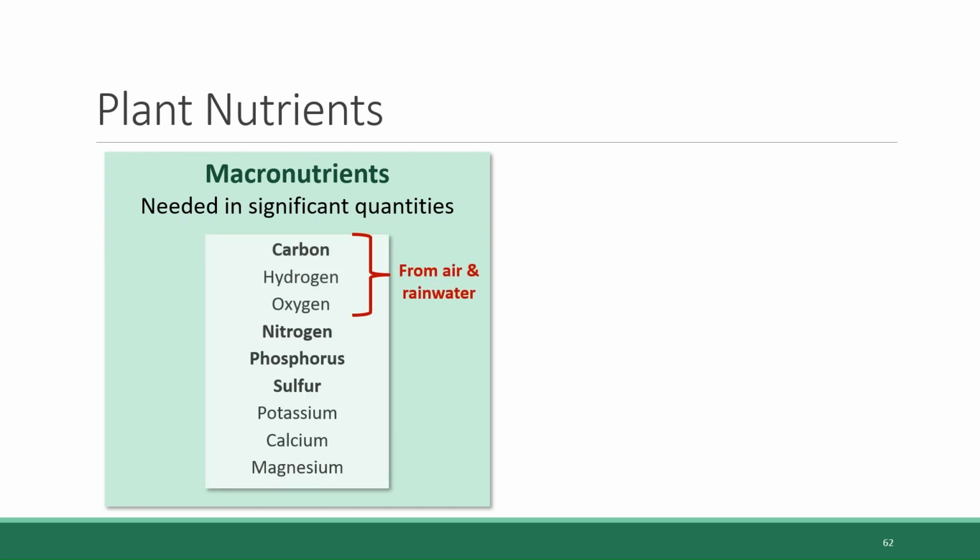Some of these should sound familiar to you. The ones in bold are the ones that we went into detail on their biogeochemical cycling. The first three, carbon, hydrogen, and oxygen, plants mostly get from air, carbon dioxide, and from rainwater, H2O. They are the main three elements used in biological molecules like carbohydrates, protein, DNA, etc. The remaining six nutrients are all absorbed from the soil by the roots of the plant.